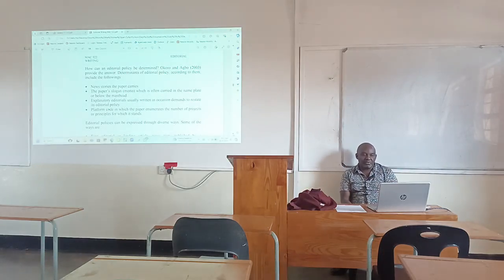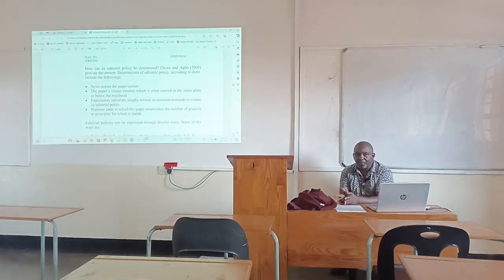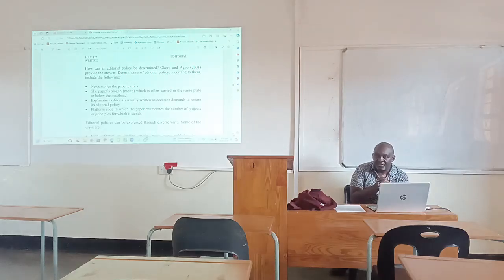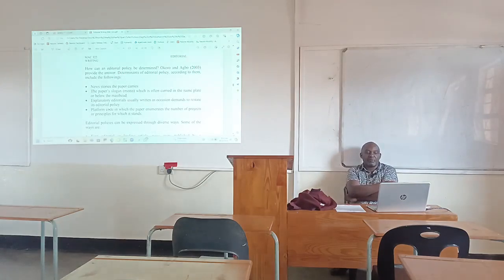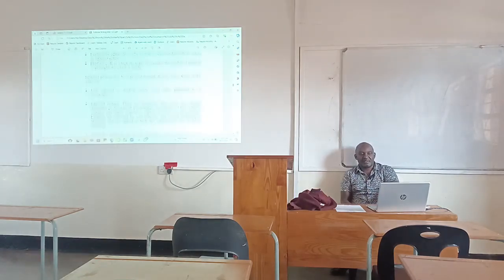Okay? Explanatory editorials are usually written as occasion demands to restate its editorial policy. When you're writing some, you explain, for example, we as the Daily Times, we believe that, and so on. You always explain, remind people what they stand for. And then the platform code. This is where the paper enumerates the number of projects or principles for which it stands. What do we stand for?